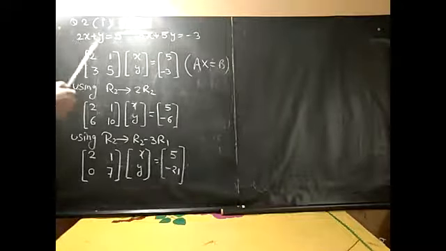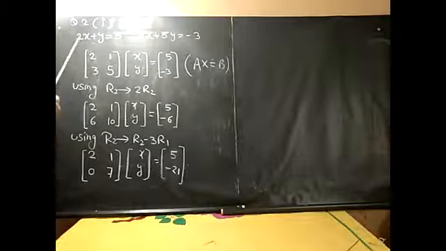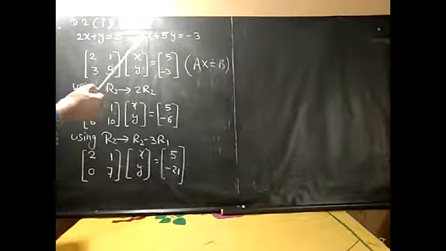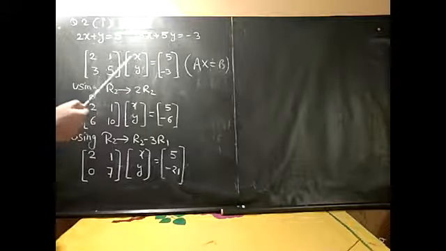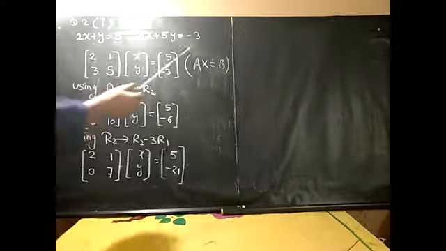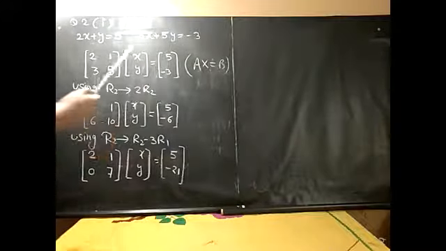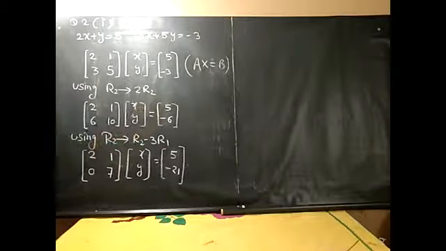You know how to write this algebraic equation in matrix equation. Coefficient of x is 2, coefficient of y is 1. Here coefficient of x is 3, coefficient of y is 5. Okay, into xy equals to 5, minus 3. This one 5, minus 3. This is the matrix equation of this algebraic equation, which is of the form AX equal to B. Now we want to make it 0 in place of 3.